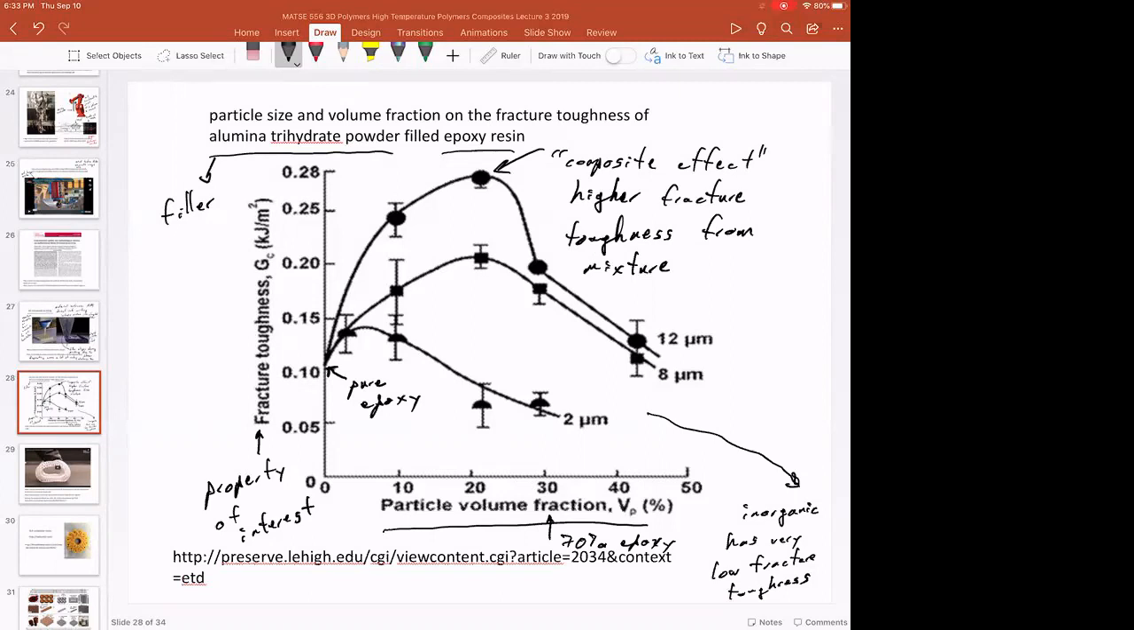And so this synergism or this additive benefit that you get from mixing the materials is what people are looking for in fracture toughness. Because if you just had a line connecting the pure epoxy fracture toughness and the alumina fracture toughness, this would be just linear mixing. And that's not very interesting because it's very easy to predict. But this composite effect is what people are looking for.